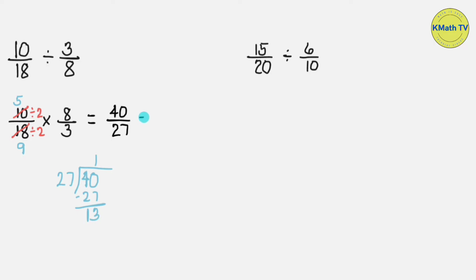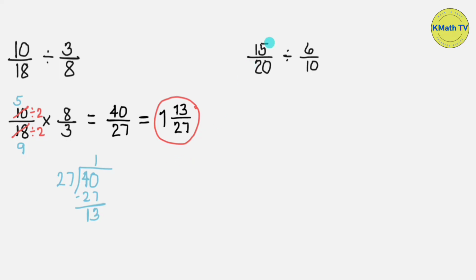Okay, let's write the answer. The quotient 1 is the whole number. And the remainder 13 is the numerator of the fraction. And the denominator is the divisor 27. Okay, the final answer is 1 and 13 over 27.